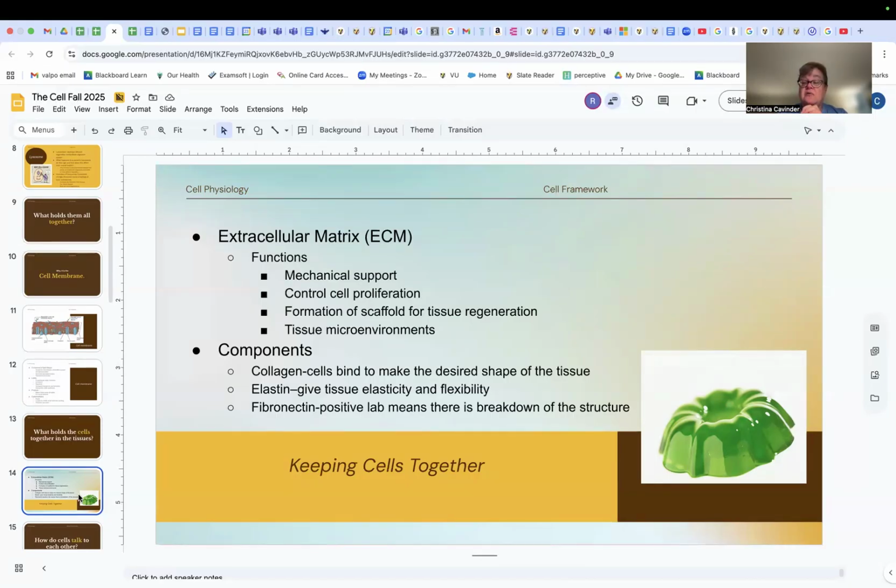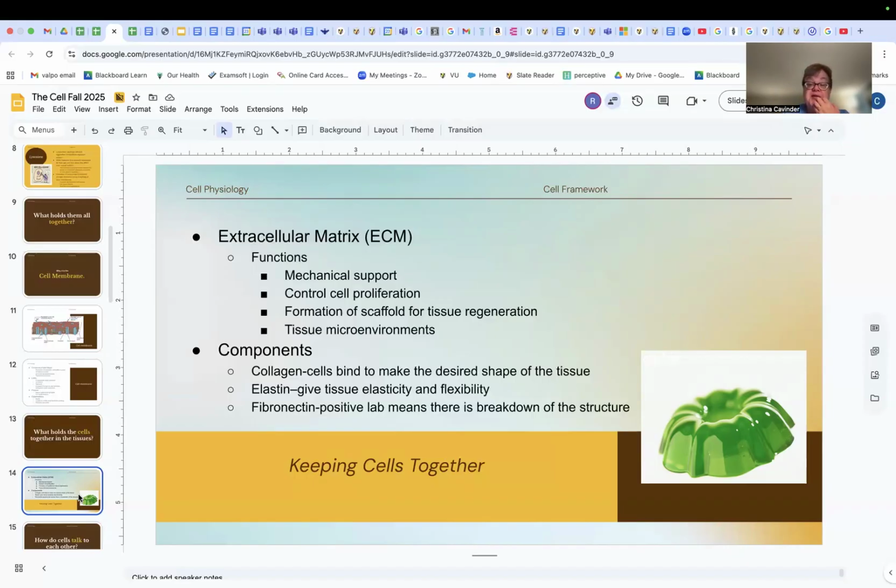If you injure your skin and there's a break, you get that scab and everything. That's your extracellular matrix being placed so that cell regeneration can take place there. It also has tissue microenvironments. All our tissues don't blend into one big mass. We have different tissues sitting next to each other, and the extracellular matrix keeps them from blending together.